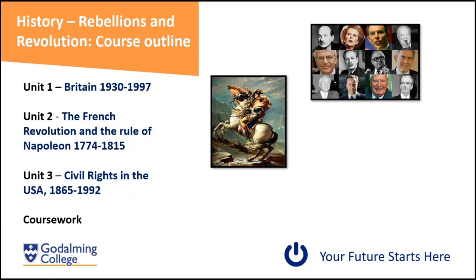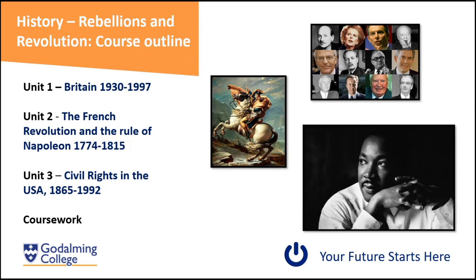You start off by studying Britain from 1930 to 1997 as one of your units. You'd also study the French Revolution and the rule of Napoleon from 1774 through to 1815, alongside civil rights in America from 1865 through to 1992, as well as a free choice of coursework in addition to all of that as well.